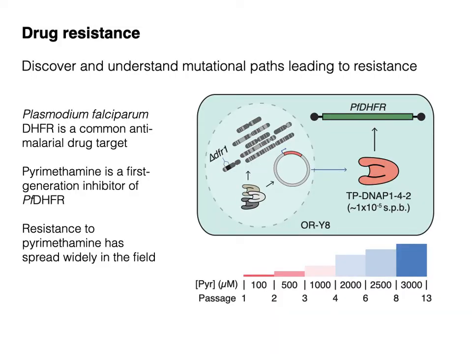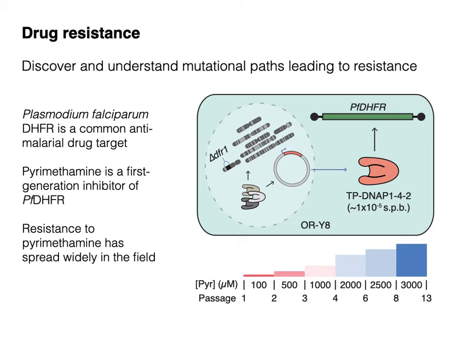The very first evolution experiment we did with OrthoRep was to see if we could use it to discover and understand mutational paths leading to drug resistance. We chose to study the malarial version of DHFR, which is a drug target for treating malaria. In particular, malarial DHFR is inhibited by the drug pyrimethamine, which has led to many resistant DHFRs in the field. What we did was we encoded malarial DHFR on OrthoRep in a yeast strain that has its endogenous DHFR deleted. So now if we challenge these yeast cells with pyrimethamine, they will die unless pyrimethamine-resistant DHFRs evolve.